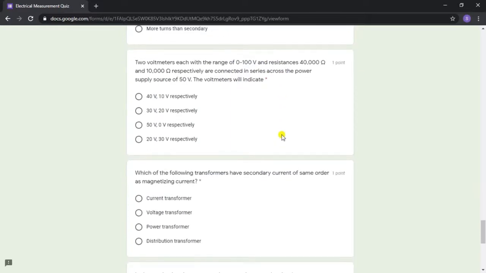Question: two voltmeters each with the range of 0 to 100 V and resistances 40,000 ohms and 10,000 ohms respectively are connected in series across the power supply source of 50 V. The voltmeters will indicate. Answer: 40 volts, 10 volts respectively.